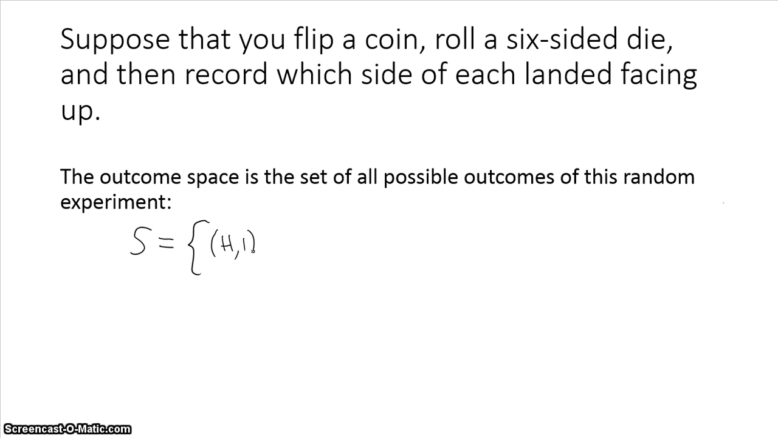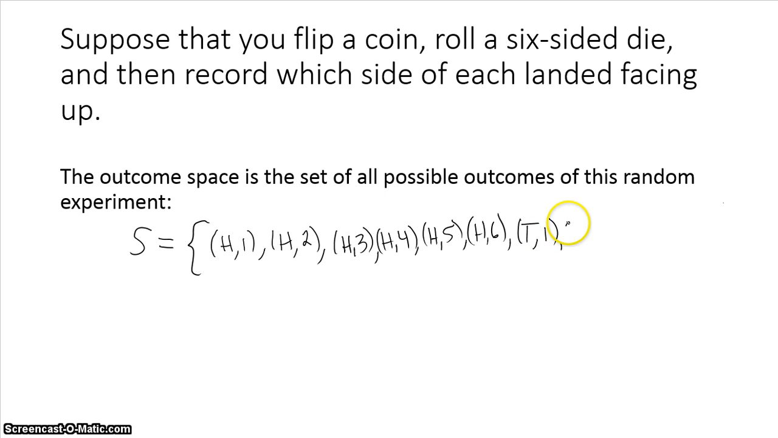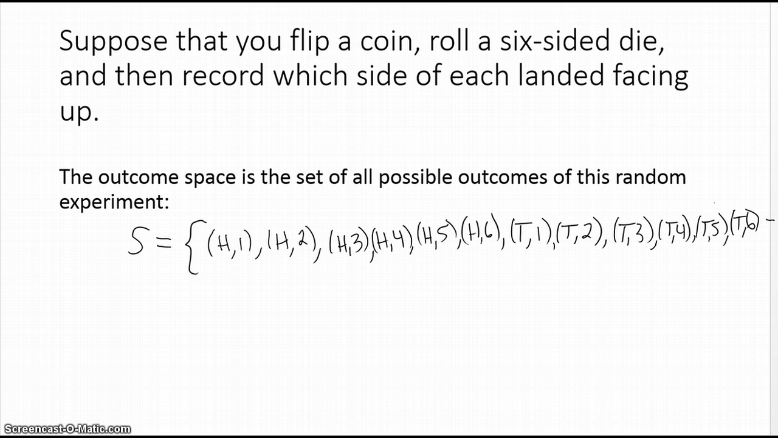So I could have a heads on the coin and a 1 on the die, a heads on the coin, a 2 on the die, and so on. Or I could have a tails on the coin and a 1 on the die, a tails and a 2 on the die, and so on. And then I just indicate that I'm finished with my set by closing that bracket.